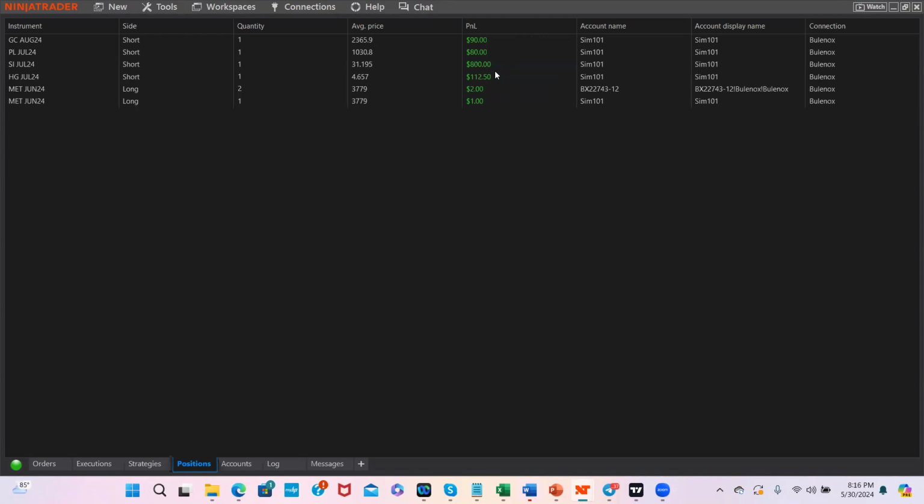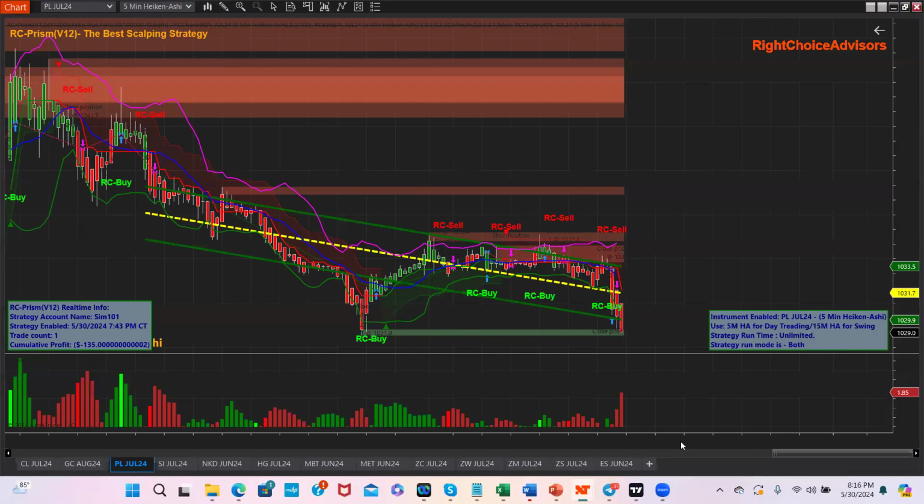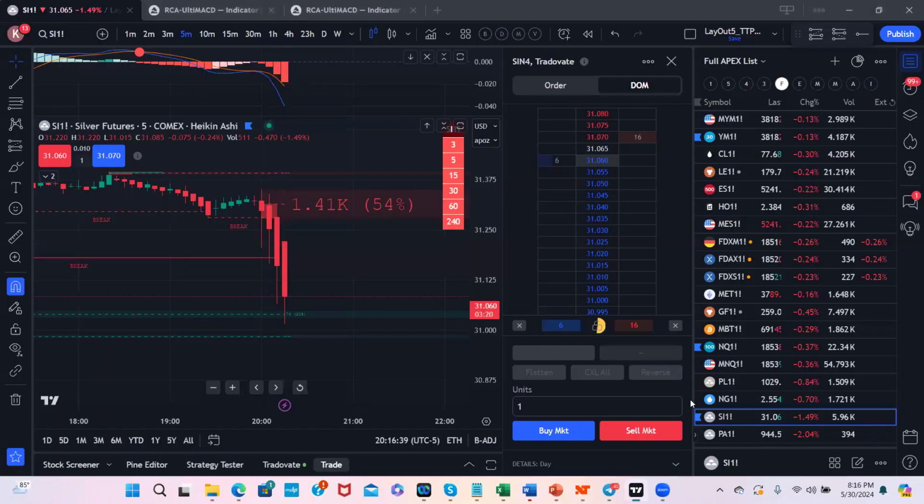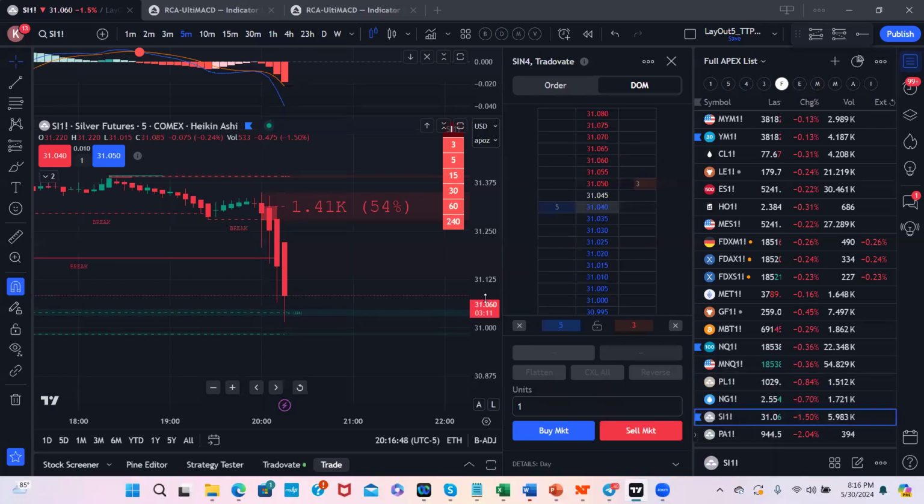So the algo took the short, right? Earlier it took a small loss with the long position, but immediately it took the short position. It made nearly $900, and then it made $100 with GC short. It made $90 with platinum short. So I think what we should have done is, instead of enabling both sides, we know that all these are bearish, so we should have just enabled short only. That would not have taken the long position, but only the short position.